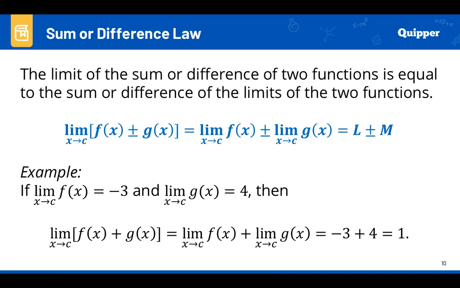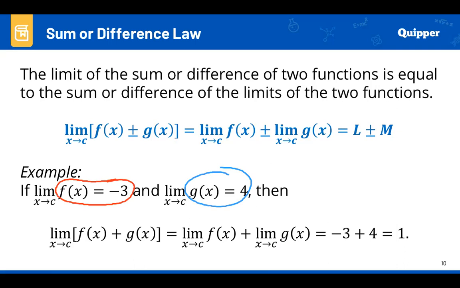Okay? So it looks tricky but it is actually easy. So for example, we have this one. We have two given functions here. The limit of f of x and the limit of g of x. Okay? So the limit of f of x is negative 3. And the limit of g of x is positive 4. So let us solve the limit of f of x plus g of x if x is approaching c.